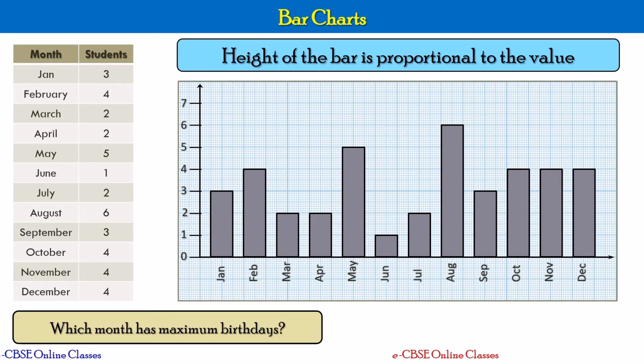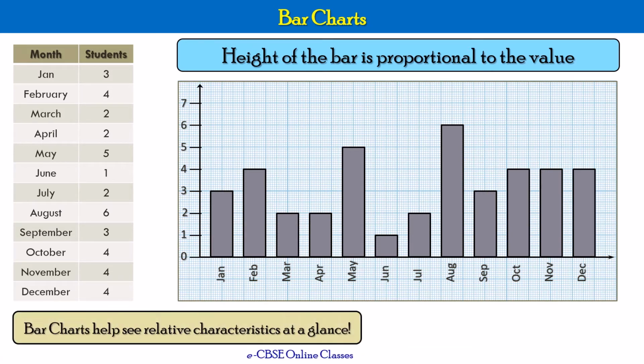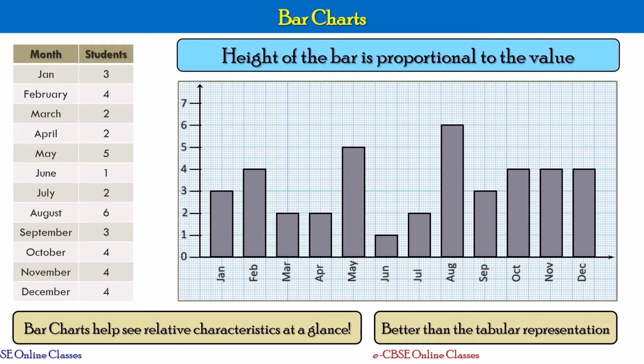Now we can answer certain questions here, right? Which month has maximum birthdays? Can directly say that August is the one which has maximum number of birthdays. Again, the next question, how many birthdays are there in April? You can say there are 2 birthdays, correct? So essentially bar chart is helping us to see some relative characteristics at a glance. So these are definitely better than tabular representations.